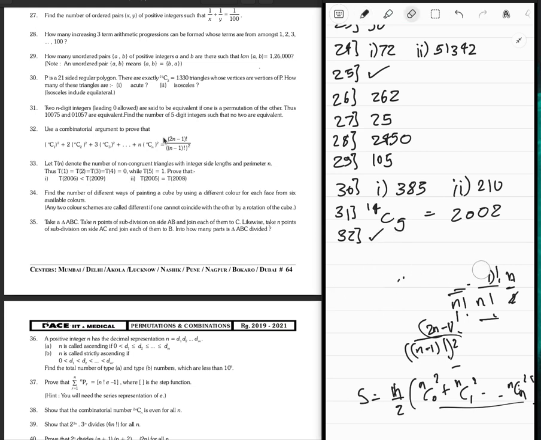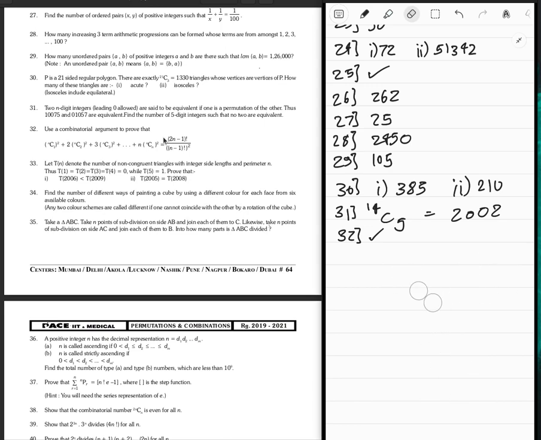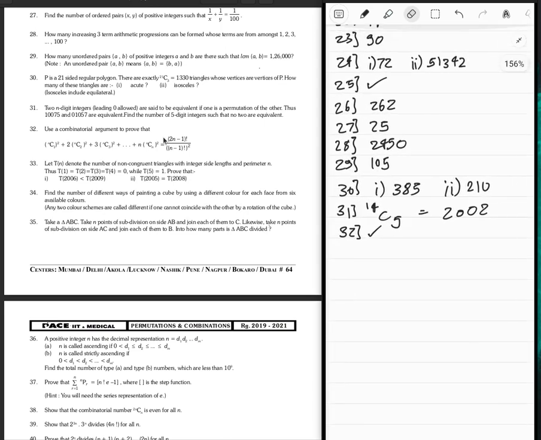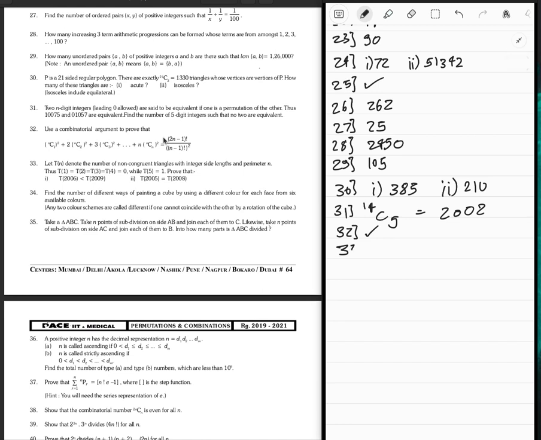It wasn't exactly completely a combinatoric argument, but still some part of it was, so I guess it's good enough. Next question, 33. Tn denotes the number of non-congruent triangles with integer side lengths in perimeter n. Triangles, okay, non-congruent triangles with integer side lengths in perimeter n.